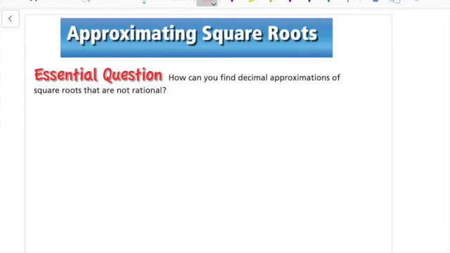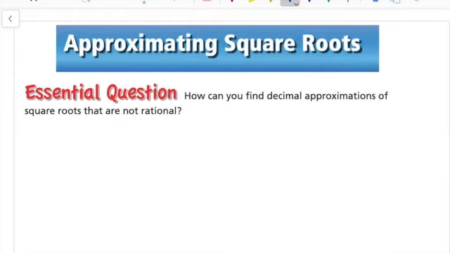So today we are going to do the approximating square roots lesson. That means you are going to approximate square roots. How can you find a decimal approximation of square roots that are not rational? Rational numbers are numbers that can be written as a fraction.